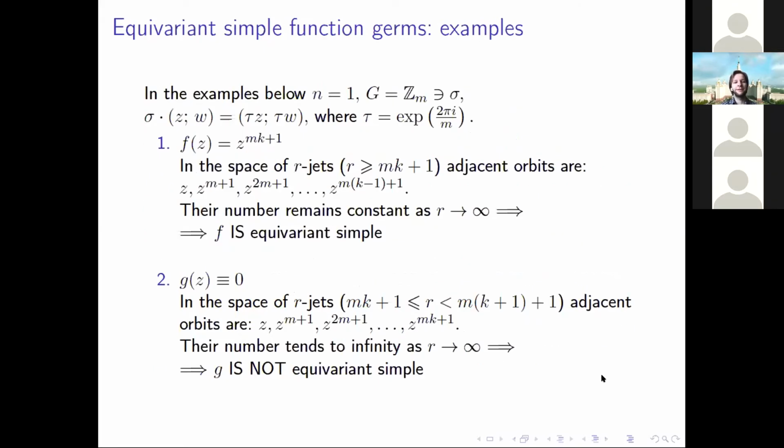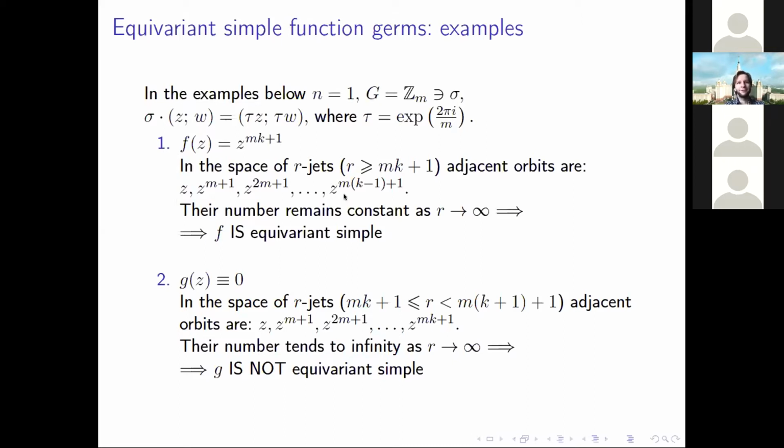So let me give you a couple of very simple examples so that you get the feeling of what's going on. In these examples, I take functions in one variable, the cyclic group of m elements, and the generator of this group multiplies coordinates on the pre-image and on the image by the same primitive mth order root of unity. First of all, let us consider a germ represented by an equivariant monomial, z to the power mk plus 1. So it is, of course, equivariant, and the adjacent orbits are also orbits of monomial germs, but with lower degrees.